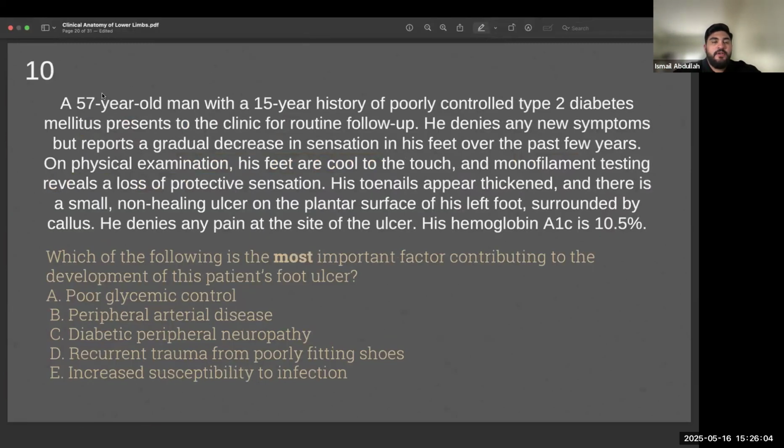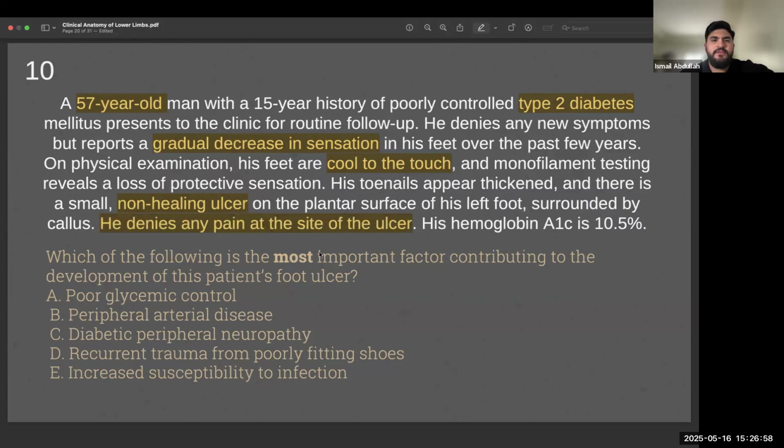Okay. Moving on, we have a 57-year-old man with a 15-year history of poorly controlled type 2 diabetes presenting to the clinic for routine follow-up. He denies any new symptoms, but reports a gradual decrease in sensation in his feet over the past few years. On physical examination, his feet are cool to touch. Monofilament testing reveals a loss of protective sensation. His toenails appear thickened, and there is a small non-healing ulcer on the plantar surface of his left foot, surrounded by callus. He denies any pain on the side of the ulcer. His hemoglobin A1C is 10.5.